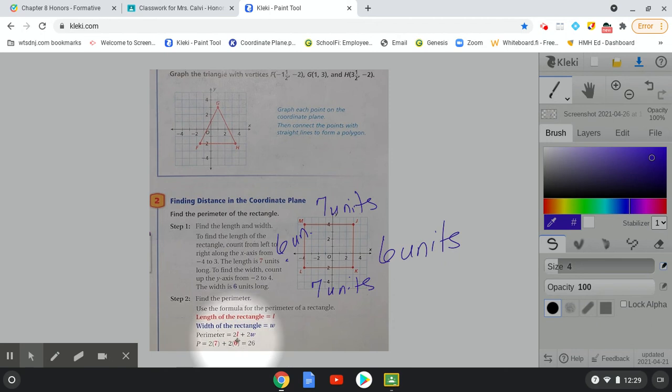Or they used the formula 2L plus 2W, 2 times the length plus 2 times the width, all right? So pretty simple, all right?